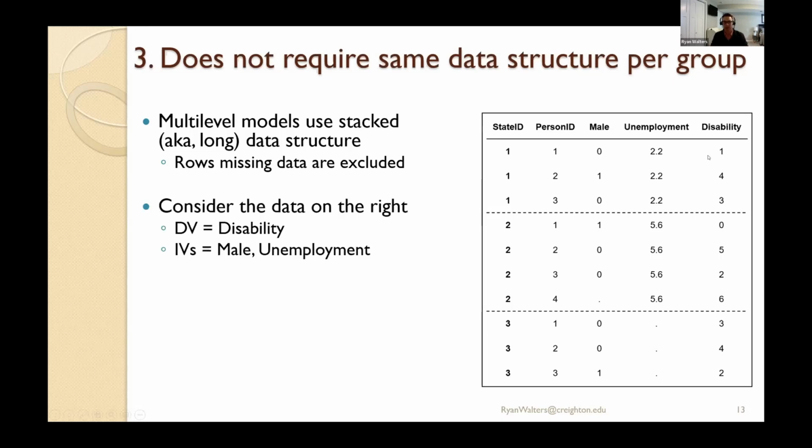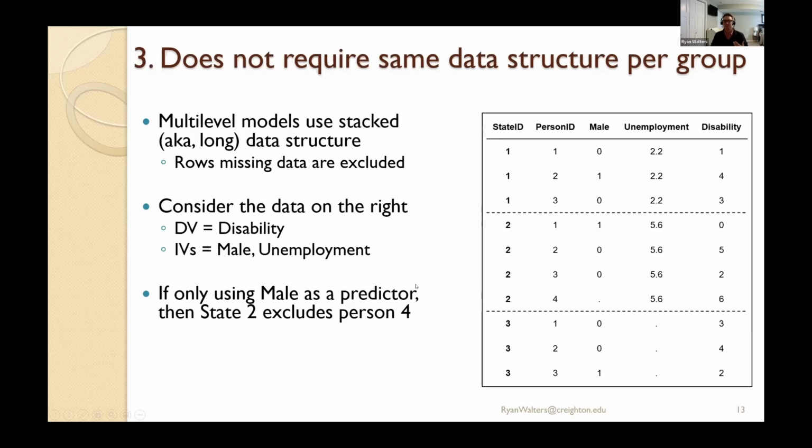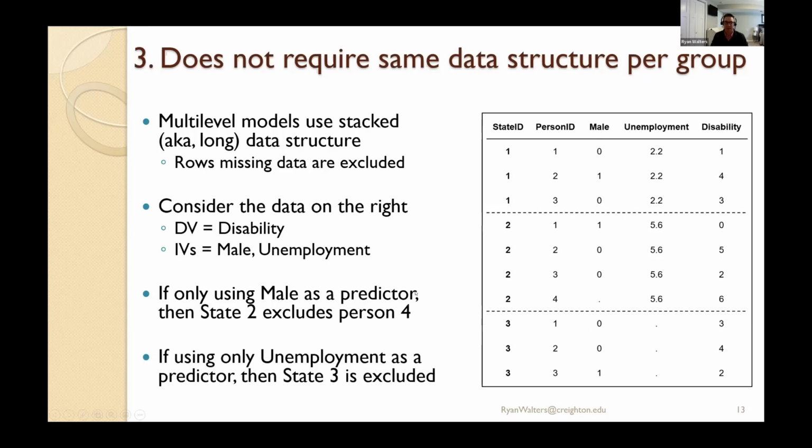So again, let's say our outcome is disability. We have a level 1 and a level 2 predictor of biological sex and unemployment. If we're only using male as the predictor, so forgetting about unemployment right now, if we're saying, is there a difference in disability between males and females? We're basically going to be excluding person 4 in state 2. Everyone else has complete data for disability in male. If we're going to use only unemployment in the model, we can see here that we're going to be including states 1 and 2, but we're going to be omitting entire states.